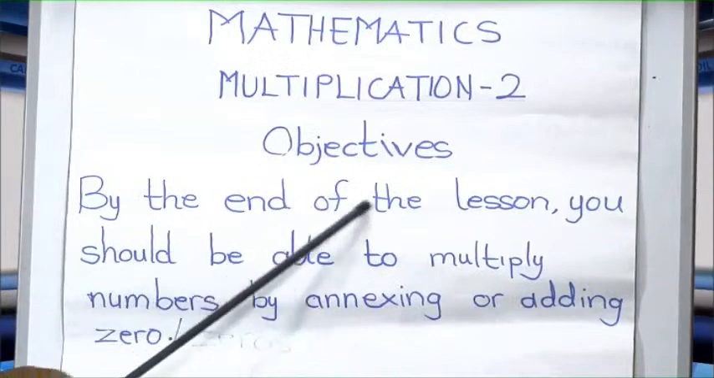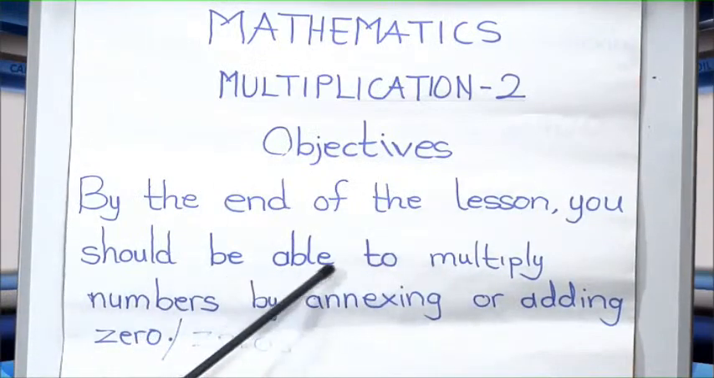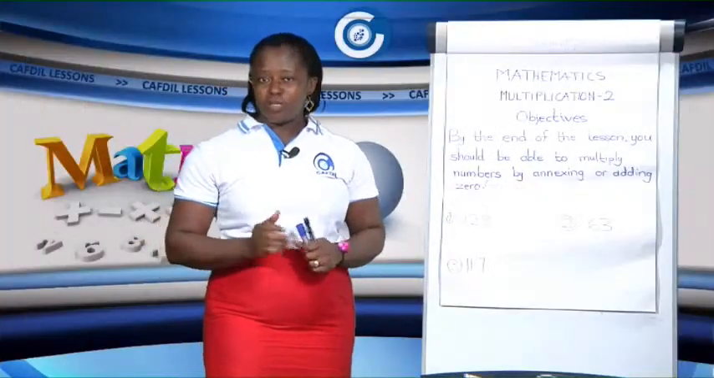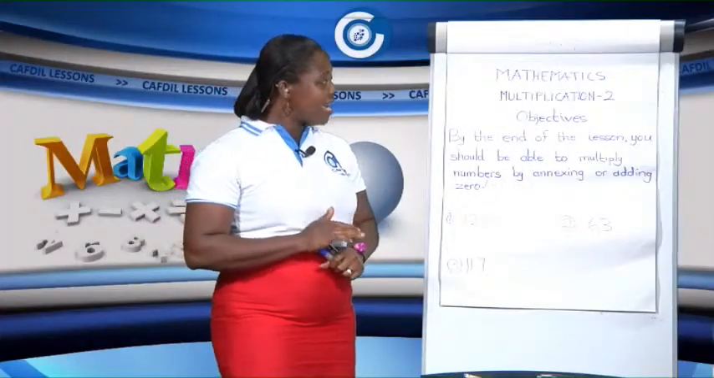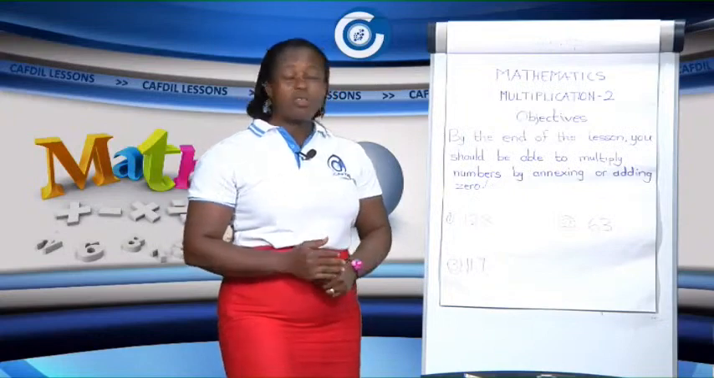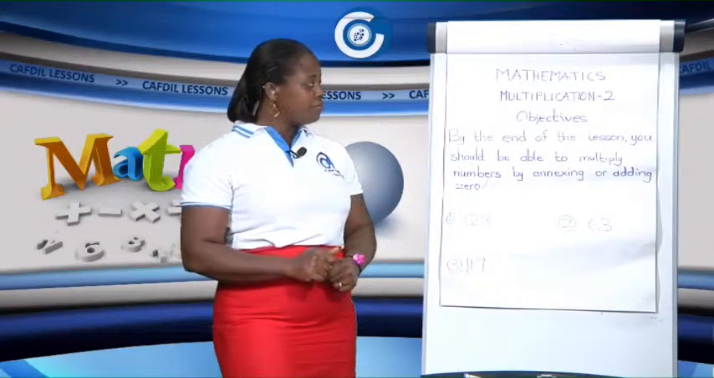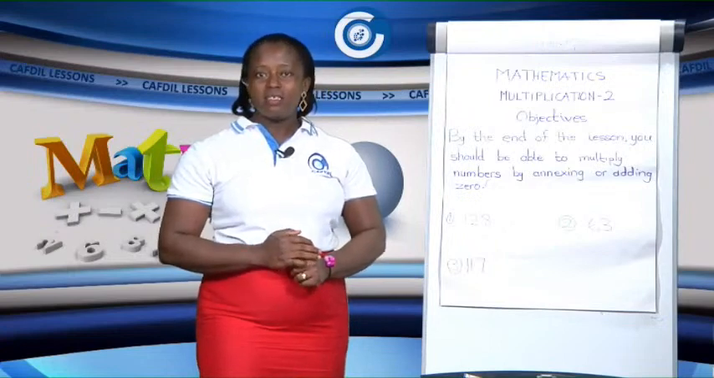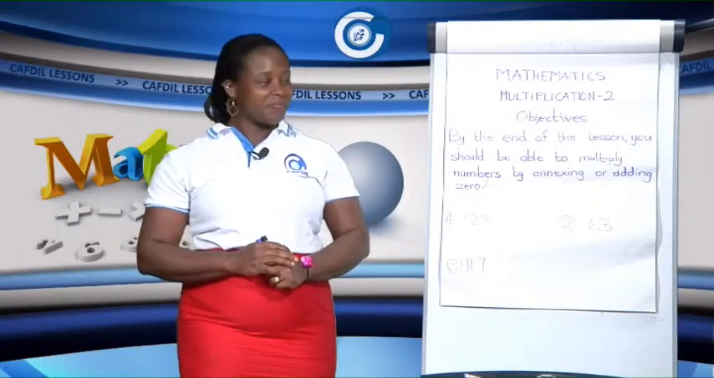By the end of the lesson, you should be able to multiply numbers by annexing or adding 0 or zeros. So those are our objectives for today.